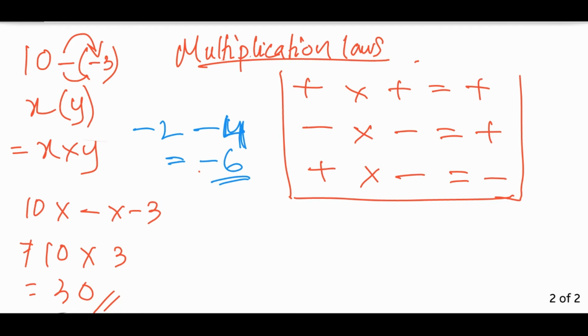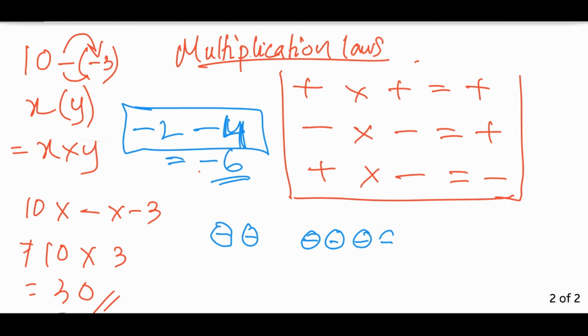How does this make sense? Let me consider I have a few negative things, say negative particles. I have 2 negative particles here and then 4 more negative particles here. The negatives add up together to form 6 negative particles, right? That's how it actually works.